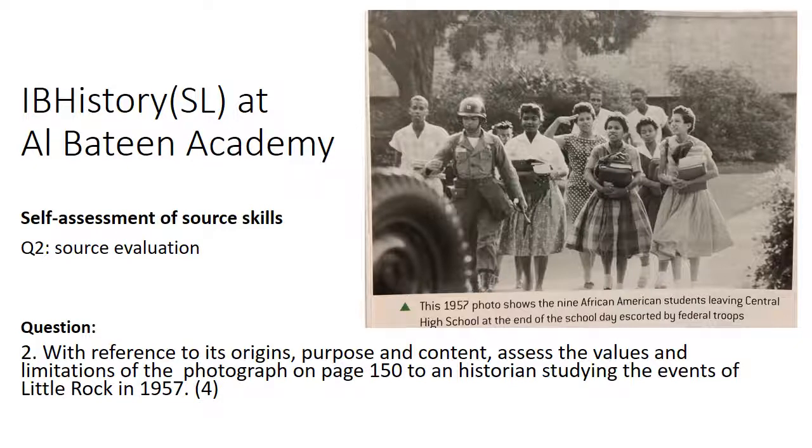Video discusses the question with reference to its origins, purpose and content. Assess the values and limitations of the photograph on page 150 to an historian studying the events of Little Rock in 1957. It's a source evaluation question, which is question 2 on paper 1.